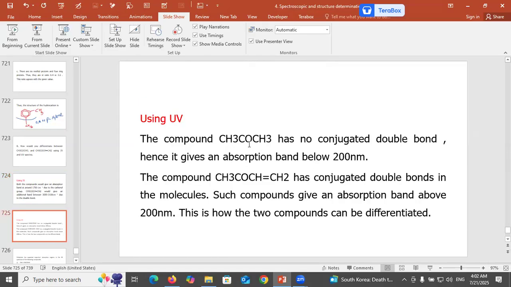The compound methoxyethane has no conjugated double bond, hence it gives an absorption band below 200 nanometers. The compound ethenoxyethane has a conjugated double bond in the molecule. Such compounds give an absorption band above 200 nanometers. This is how the compounds can be differentiated.